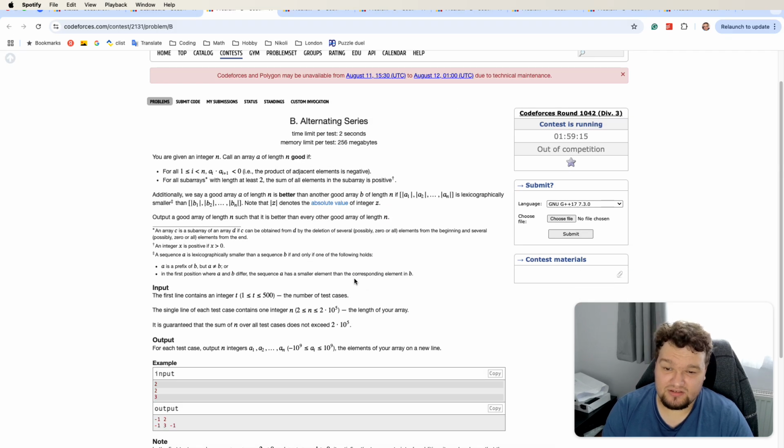You would need some special handling for n equal to 1, because we might not have negative elements at all, but n is at least 2, so it just works.